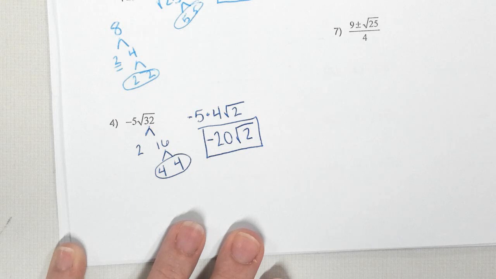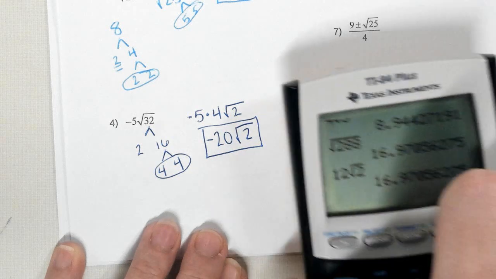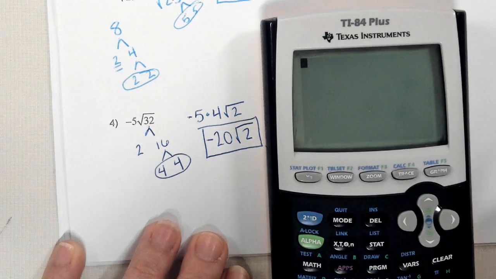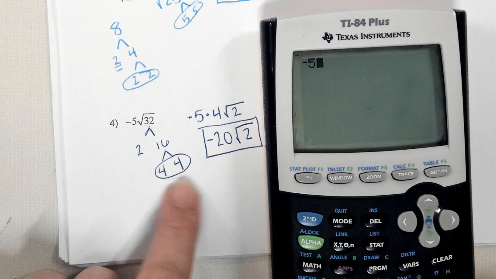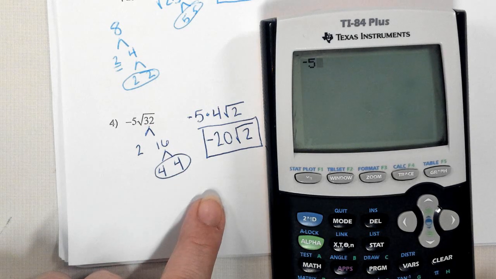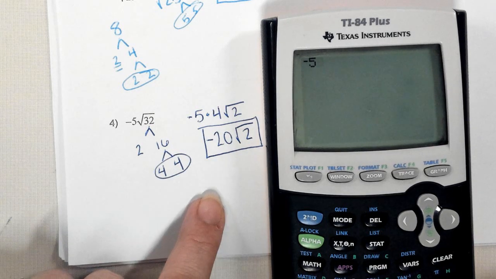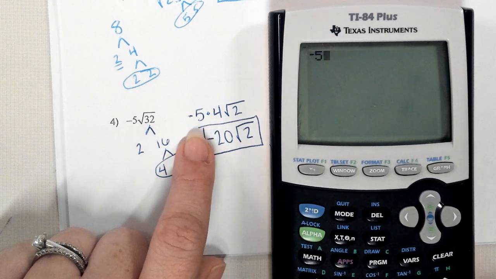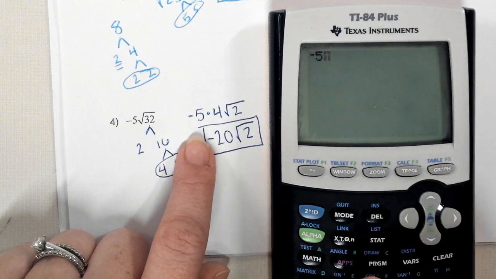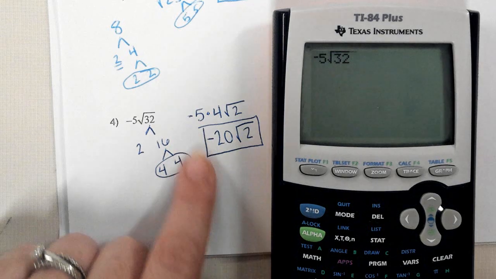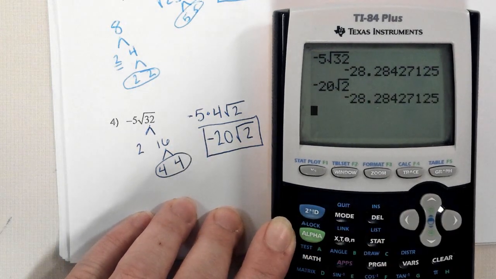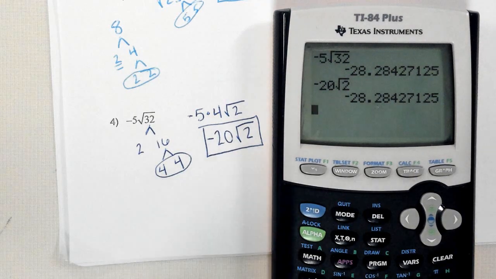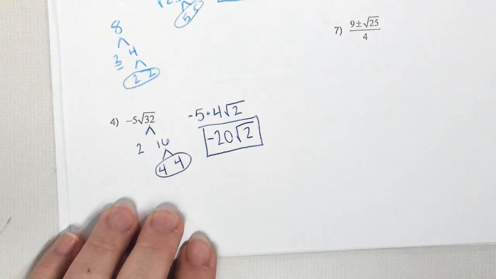But either way, if you didn't simplify, would you get the same answer? Like if you just left it as what it was, like if you went to 2 and 8, and then 2 and 4, and then 2 and 2? No, like the 5 times 4. No, you have to simplify it. Oh, okay. So if we did negative 5 square root of 32, and then we did negative 20 square root of 2, we get the same thing. So you can always check your work if you're unsure with what you did.